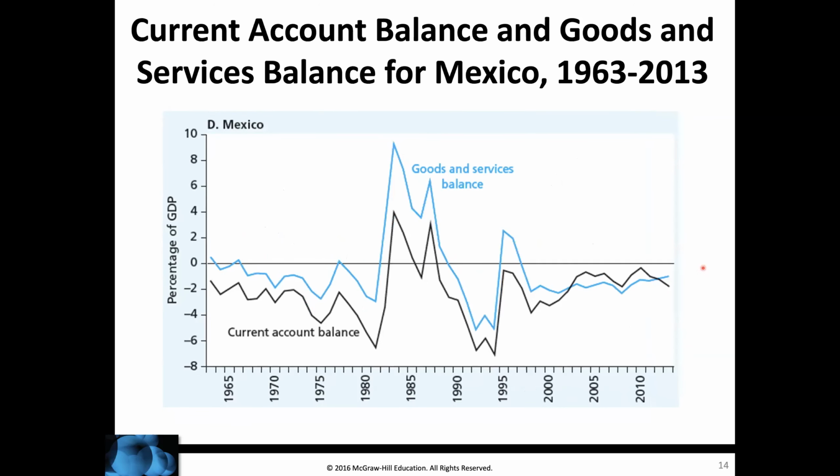Finally, Mexico. Over the same period, you can see they had a spike through the early 80s, dropped back down in the 90s, and we're back to the pre-80 level, where they're importing just a little bit more, or having a negative current account balance and goods and services balance over this time period.